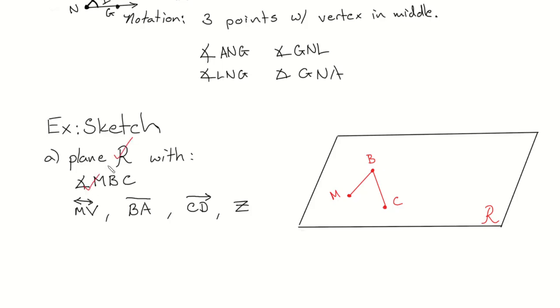I've got angle MBC. I need a, gosh, what is this thing? M I have. I need to put a point V somewhere. What is this representative of, Vincent, for V? This symbol means what? A line. It's a line. So does it matter where I put point V? Yeah. Why?